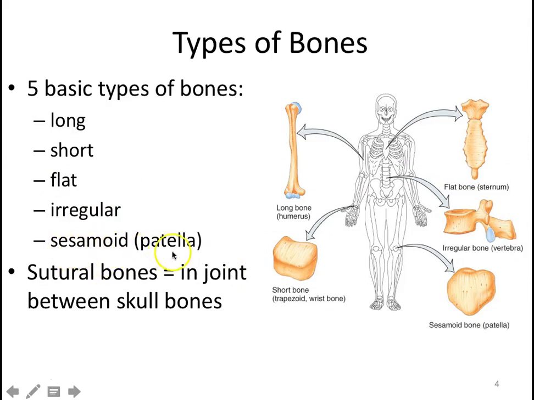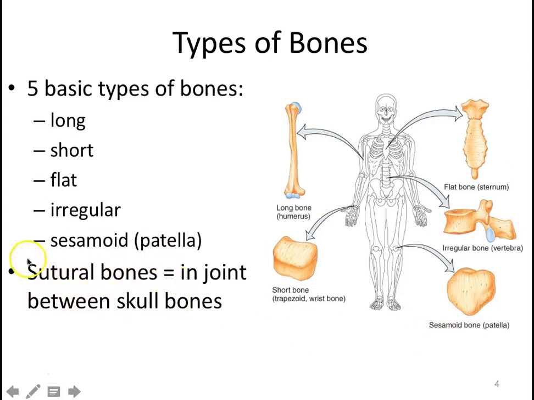And then we have what are known as sesamoid bones. Sesamoid bones tend to be round-shaped floater bones, and usually they're found in joints. The largest sesamoid bone in your body is your patella, or your kneecap. And we'll see some of these in a second.